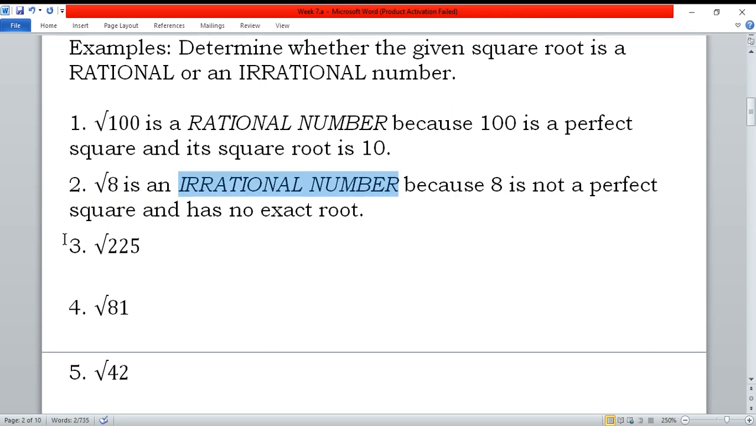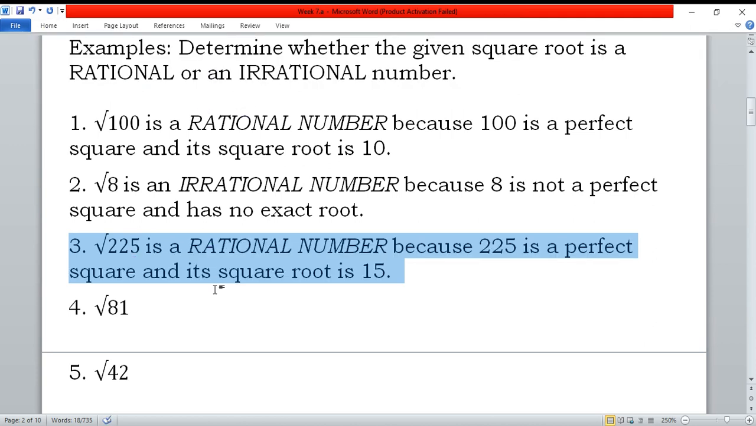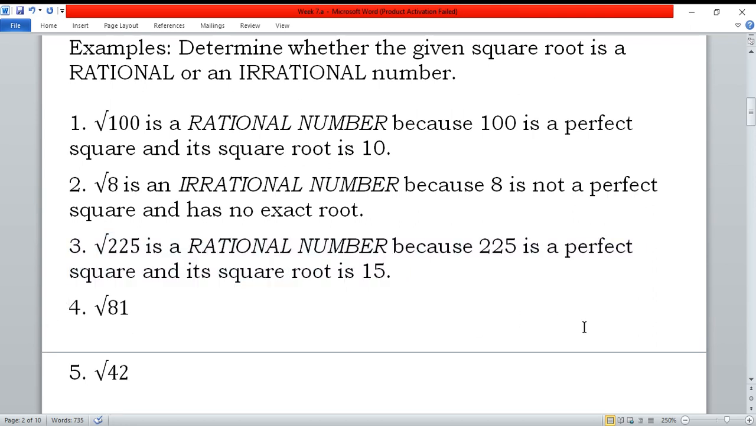Okay? So how about this one? Square root of 225. So ang square root of 225 ba galing sa dalawang number na magkapareho na pag minultiply natin, ang sagot niya ay 225? Yes. Okay? So that's 15. So square root of 225 is a rational number because 225 is a perfect square and its square root is 15.